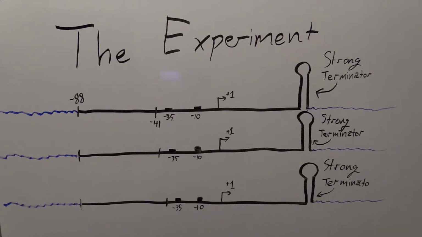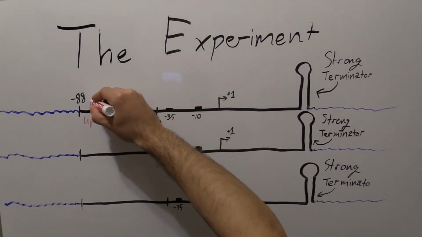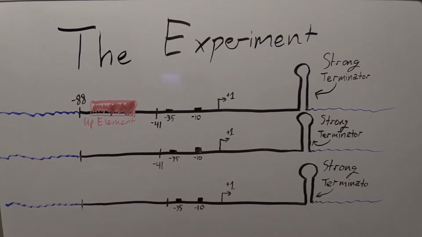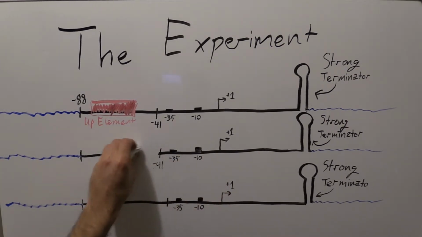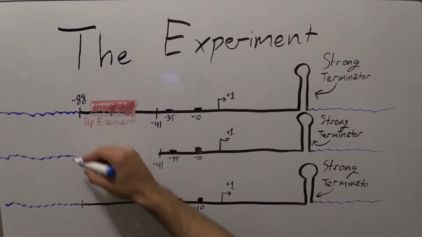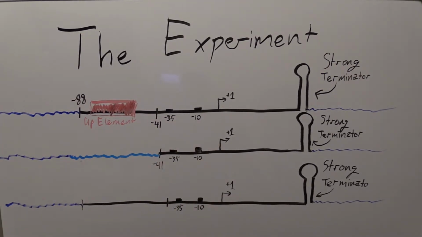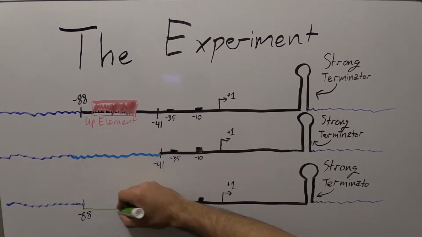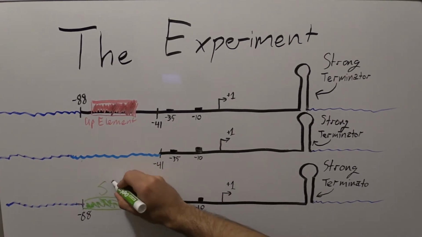The top one, marked 88, has the promoter and the up element. In the second in vitro assay, what they did is they removed all the DNA information from the -40 site to the -88 site, removing the up element. The third thing they did is they removed all the information again from the -41 site to the -88 site, but this time they subbed in random bases.